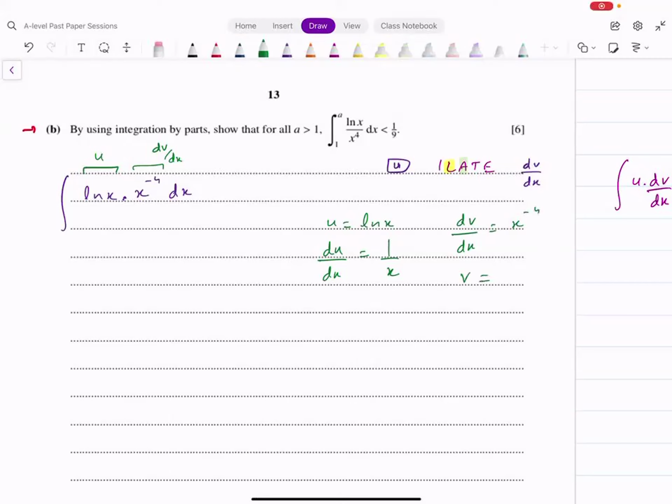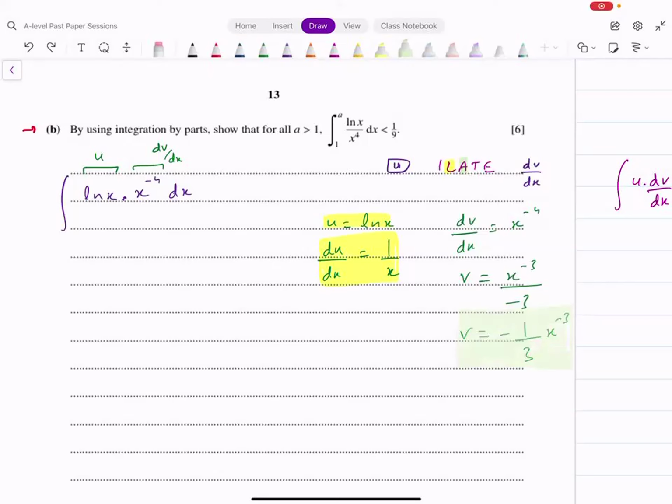इसका इंटीग्रल क्या हो जाएगा? v: x raised to power minus 4 plus 1, which is minus 3, divided by minus 3. And that gives you minus 1 over 3 x raised to power minus 3. ये आपके पास आ गई. ये चीजें आपको चाहिए. u चाहिए, du over dx चाहिए और आपको यहाँ से v चाहिए. These are the things that you're going to input in the formula.